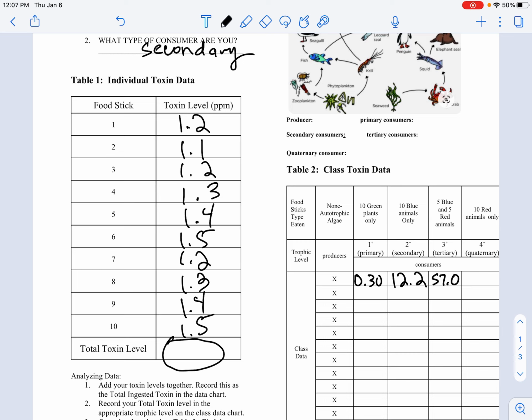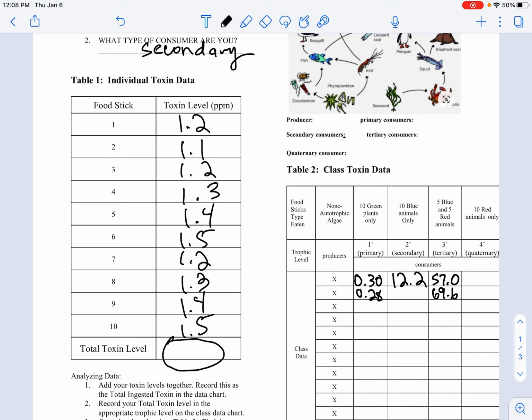All right, Abel, did you get finished? What kind of consumer were you? Primary. How much was your total? 0.28. Reyna, did you get finished? No. Liz, did you get finished? Not yet. You're still working. Yulia, did you get finished? What kind of consumer were you, Yulia? Tertiary. Tertiary, good. What was your total toxin level? 69.6. 69.6, perfect.